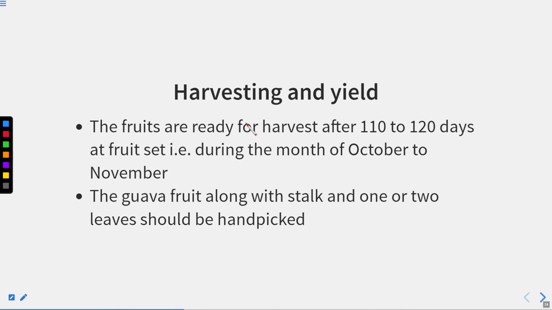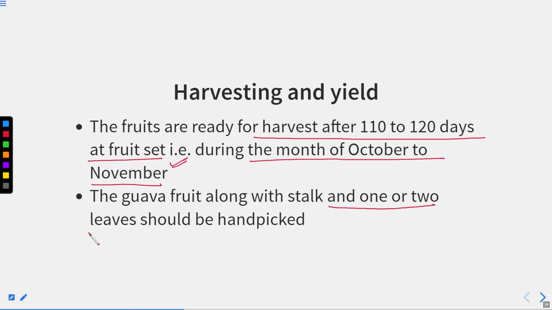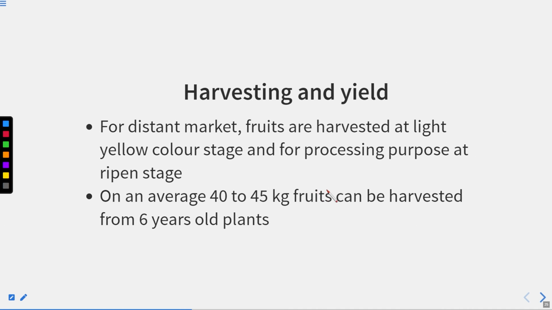Now, harvesting and yield. So once the fruit is well grown, then we have to harvest it. The fruits are ready for harvest 110 to 120 days after fruit set, that is during the month of October and November, right? So the guava fruit along with the stalk and 1 or 2 leaves should be hand picked. So by hand picking we can have this guava fruit.